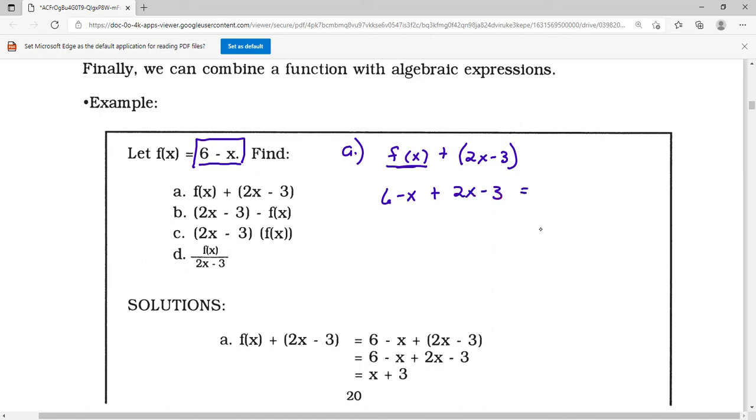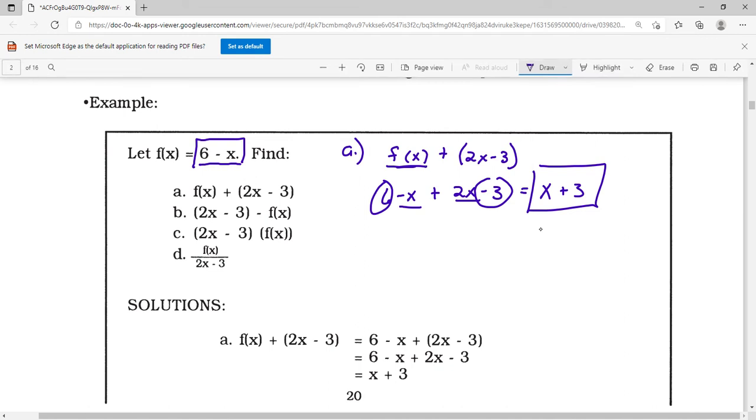All we're going to do is combine like terms here. So we've got negative x and 2x, so that's basically 2 minus 1, so we'd be left with x. And then 6 minus 3 would be positive 3. So we should get x plus 3. Pretty easy for that one.